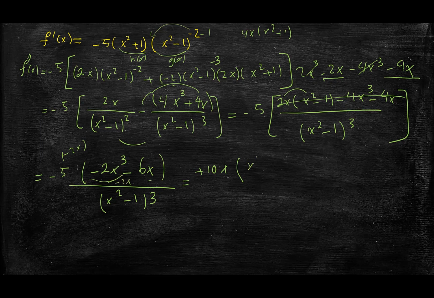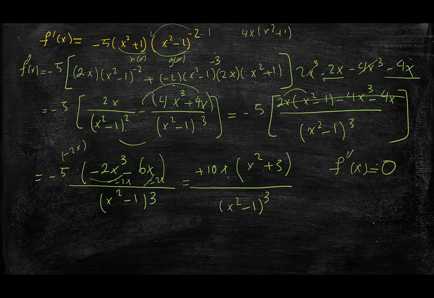And taking a negative 2x out of here, dividing this by negative 2x, I get just x squared. Divide this by negative 2x, I get just 3, positive, over everything I had from the beginning. Okay, so this is my second derivative.